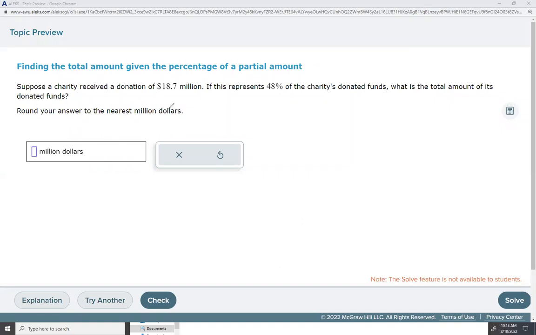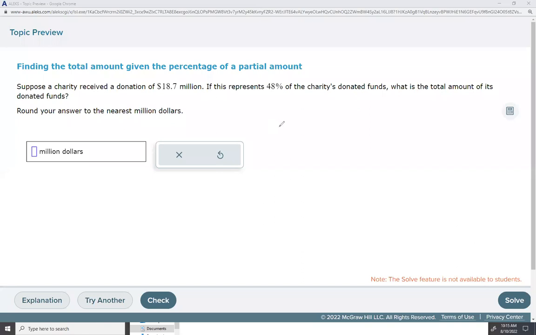The Postal Charity received a donation of $18.7 million. That kind of reminds me of Ocean's 13, I think, except it was like 100 million or something. If this represents 48% of the charity's donated funds, what is the total amount of its donated funds?